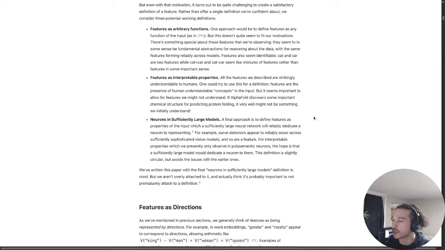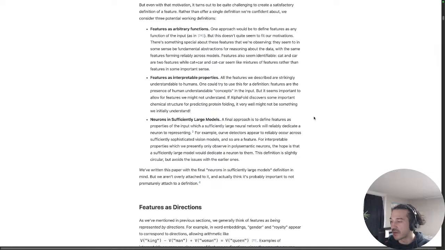Neurons in sufficiently large models. A final approach is to define features as properties of the input which a sufficiently large neural network will reliably dedicate a neuron to representing. For example, curve detectors appear to reliably occur across sufficiently sophisticated vision models, and so are a feature. For interpretable properties which we presently only observe in polysemantic neurons, the hope is that a sufficiently large model would dedicate a neuron to them. This definition is slightly circular, but avoids the issues with the earlier ones.